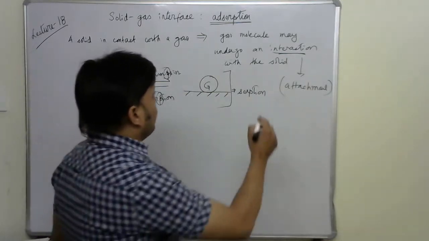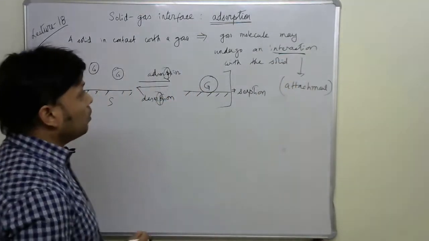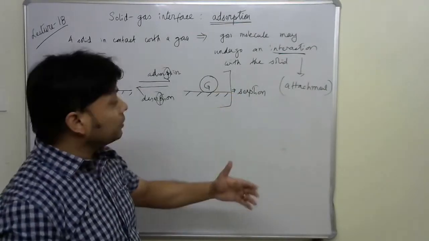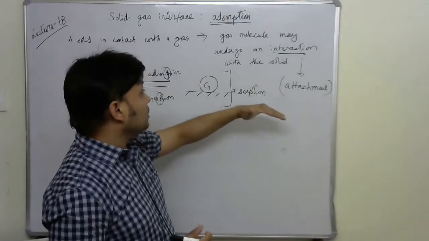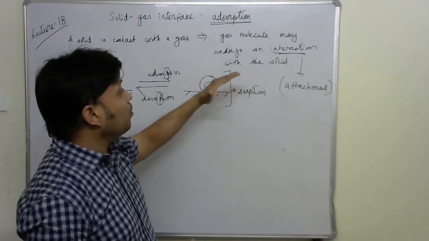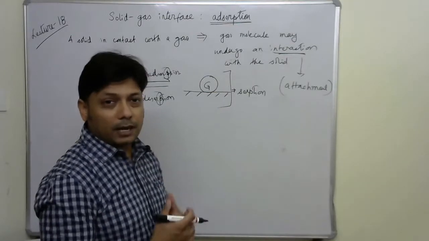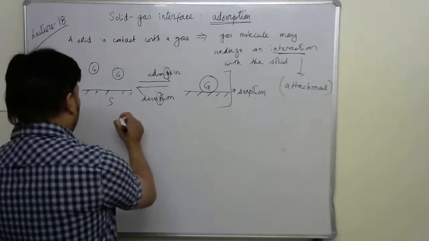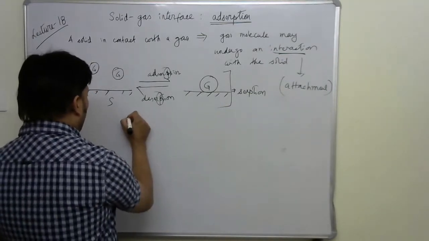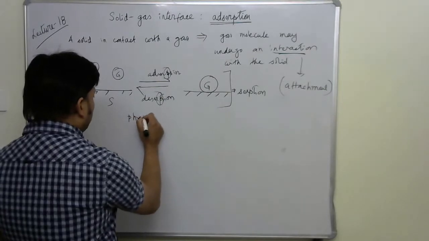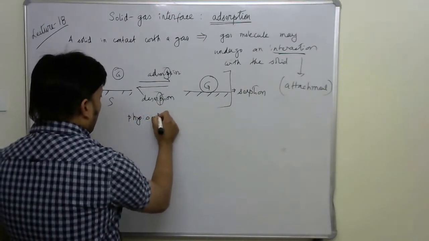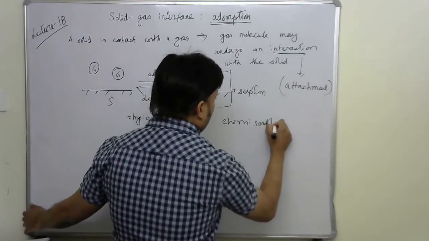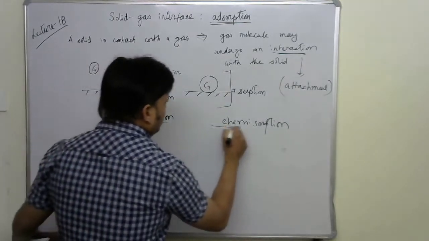So what kind of interaction would they undergo? They would undergo either some weaker van der Waals interaction, or some strong bonding interaction like covalent bonding, chemical attachment. Based on the type of interaction, we can have two types of adsorption. One is called physisorption, and the other process is called chemisorption.